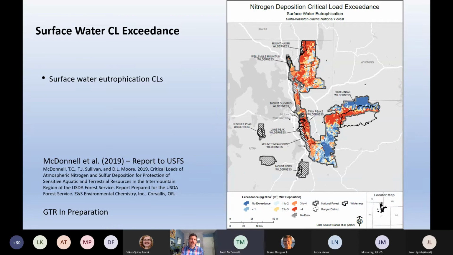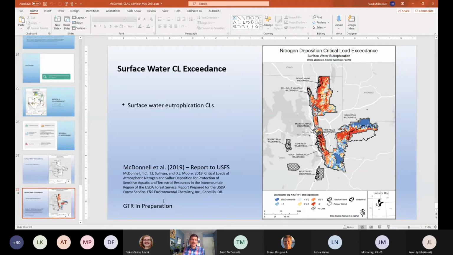Thanks, Todd. That's great work. Does anyone have a question for Todd as Leora gets her presentation set up? So, Todd, like, what kind of data, like if it was someone from a national park or a national forest, would they need to develop these types of analysis for their area of interest?